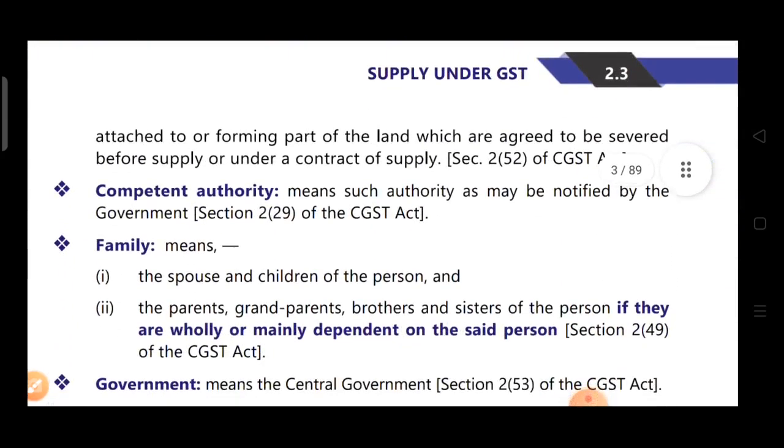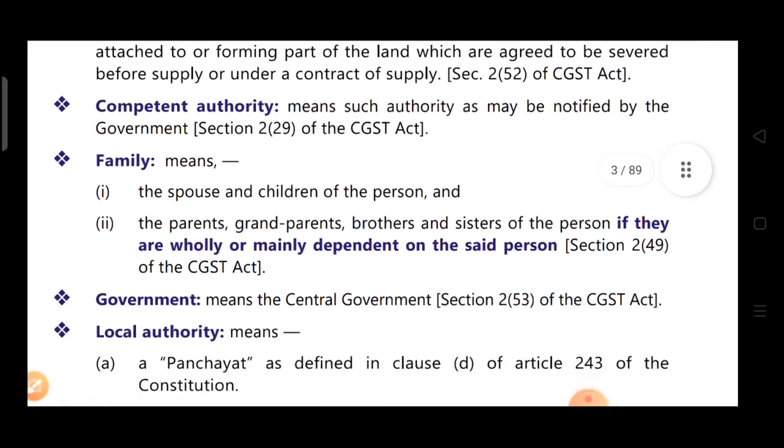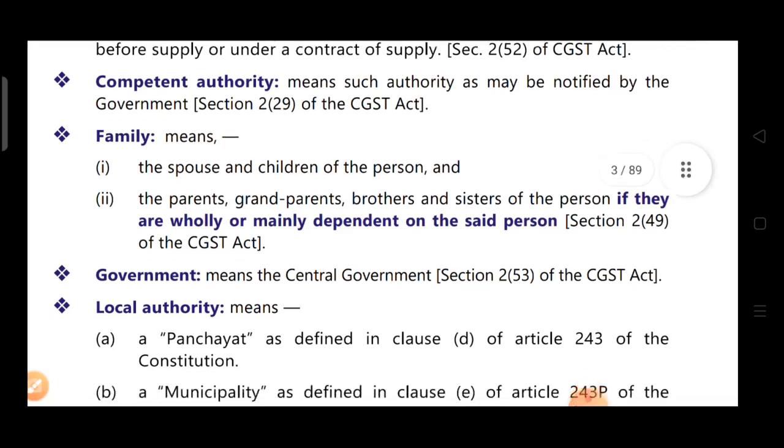Now competent authority. Competent authority means such authority as may be notified by the government under section 2 subsection 29 of the CGST Act. Next, family means the spouse and children of the person, and with spouse and children, parents, grandparents, brothers and sisters of the person. Brothers and sisters are included in the definition of family only if they are wholly or mainly dependent on the said person. Section 2 subsection 49 of the CGST Act. So this is the definition of family.